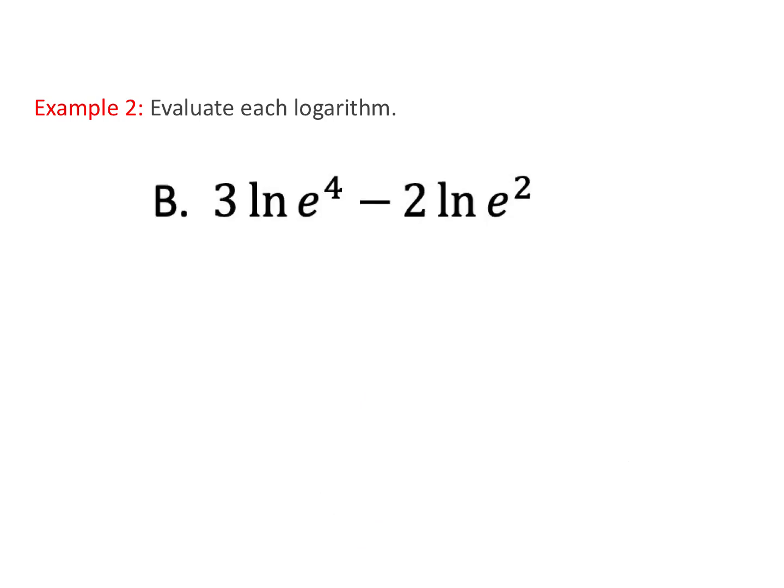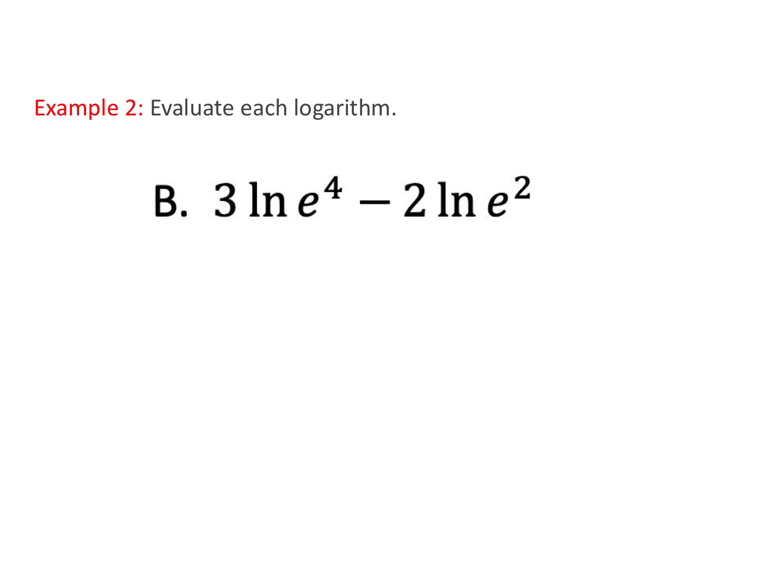In our next one, I have the natural log, and the rules that apply for other logs apply here because the ln is just a log with a base of e. Okay, so 3 times the ln of e to the 4th.